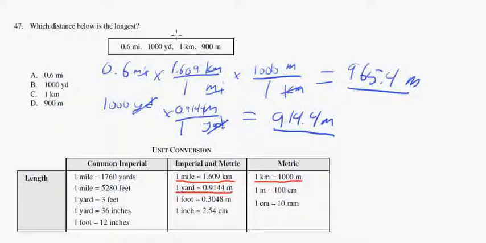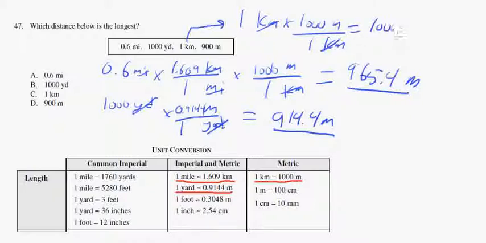Well, I guess I should convert the 1 kilometer to meters just to make it explicit. So 1 kilometer times 1,000 meters per 1 kilometer. Kilometers cancel out, so 1,000 meters. Alright, so this is 1,000 meters. 1,000 is bigger than all the other meter measurements, so our answer is going to be C.